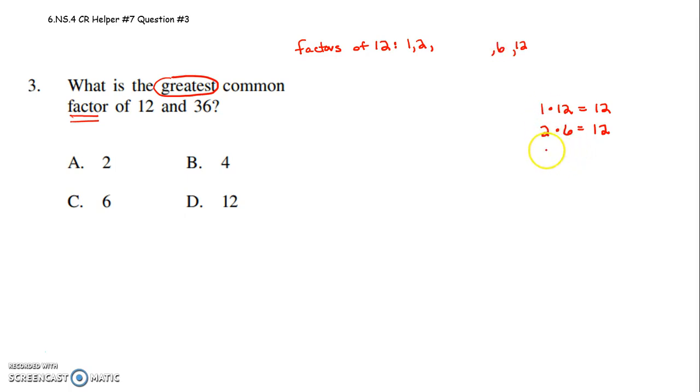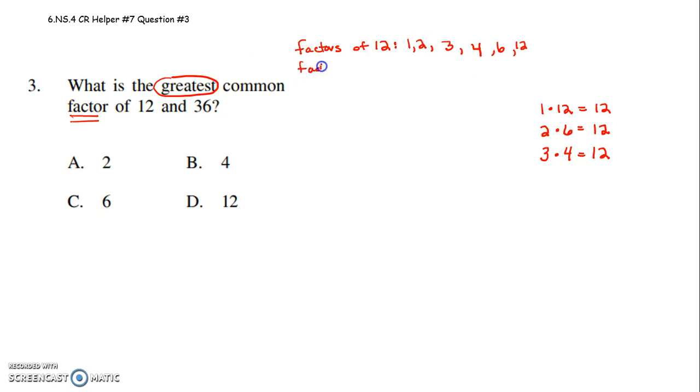Then I move on to 3. Can 3 go into 12? Sure. 3 times 4 is 12. So 3 and 4 are also factors of 12. Then I move on and I try 5. There won't be another whole number that gets me to 12, so that doesn't work. And then I'm right back up to 6. 6 times 2, and now I start repeating factors. So now I know I've gotten all the factors of 12.